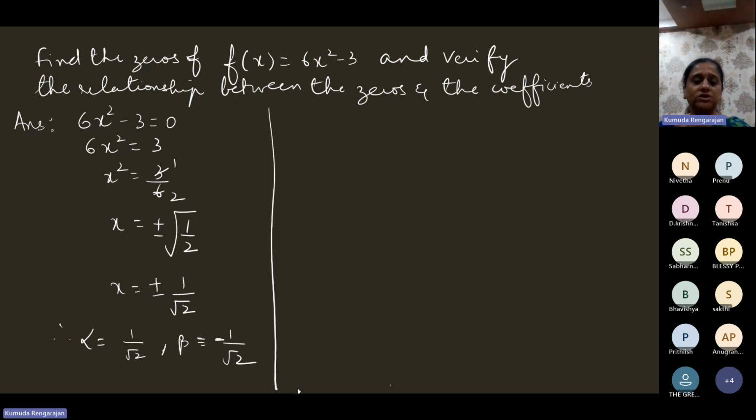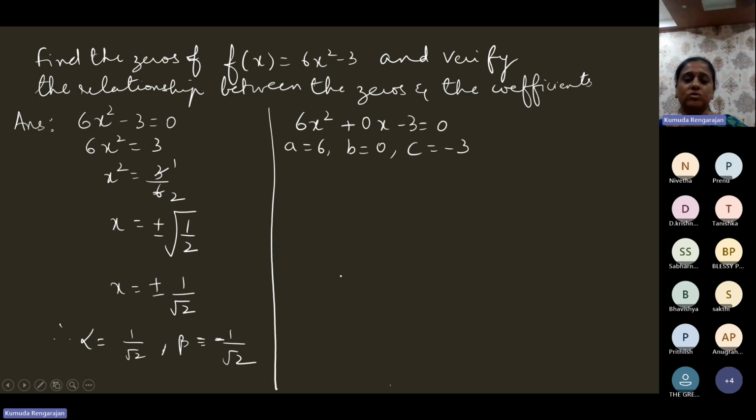Now we need to verify the relationship between the zeros and the coefficients. So 6x squared minus 3 is equal to 0 should be written as 6x squared plus 0x minus 3 is equal to 0. The x term is missing, right? So what's the value of A? 6. What's the value of B? 0. What's the value of C? Minus 3. So how do we verify the relationship between the zeros and the coefficients?